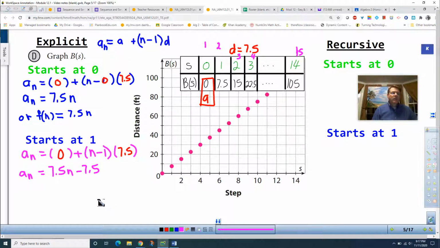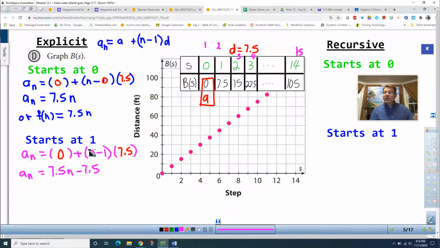Let's check out our work. Let's plug in some numbers. So let's go back up here. If I plug in a 0, I better get a 0 when I start at 0. So what happens here? 0 times that gives me 0. What happens if I plug in a 1? I better get 7.5. 1, yeah, that gives me 7.5. So that seems to be working just fine. So when I start at 0, I'm using this list, and that's working just fine.